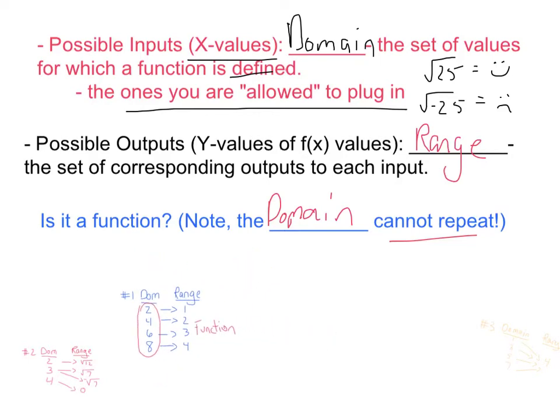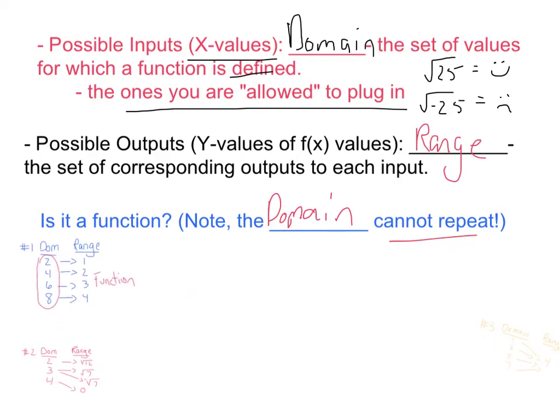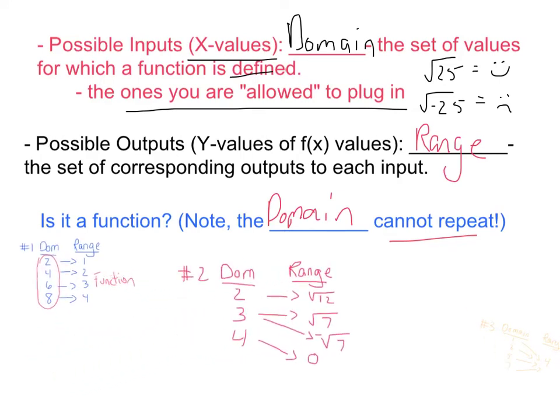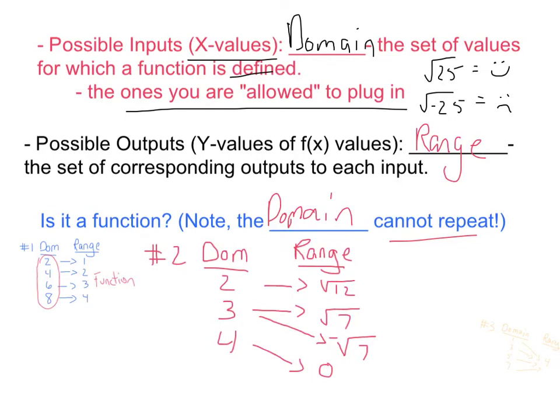Let's get rid of number 1. And let's bring up number 2. Is he a function? Well, let's see here. The domain has 3 elements, 2, 3, and 4. In other words, there are 3 x's. Do any of them repeat? 2 goes to square root 12. 3 goes to square root 7. 3 also goes to negative square root 7. Uh-oh, we got a cheater. At 3, he's 2-timing those square root 7s, isn't he?